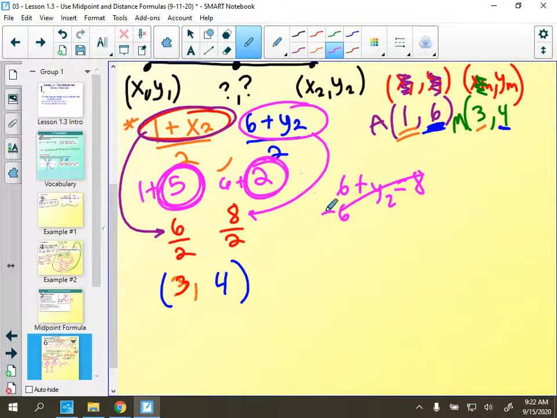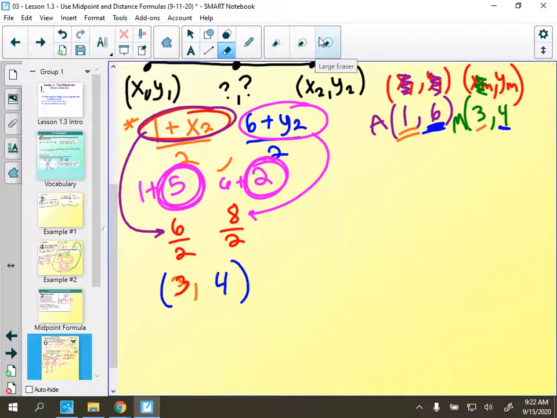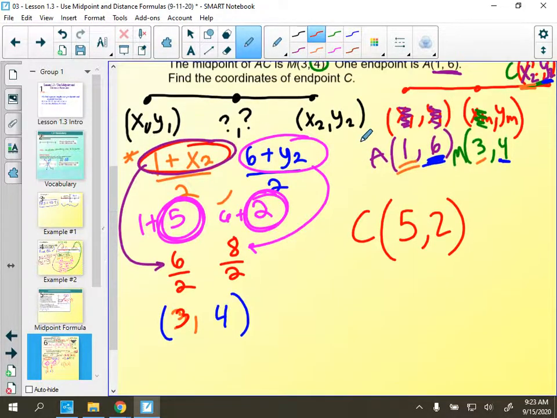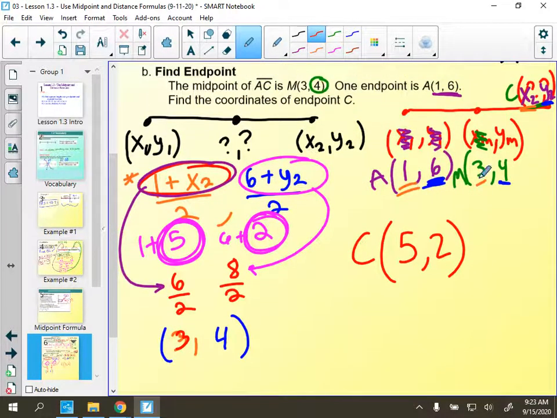I want to see what you're thinking. Show me what your work is here. I'll clear some space. Let's write our final answer. Our other endpoint, I believe we were calling it C, has the coordinates (5, 2). As long as you're showing me what you're thinking or how your process was, maybe you counted the way we talked about here, or you reverse engineered a formula. There's even a more algebraic approach where we set up an equation and solve it.